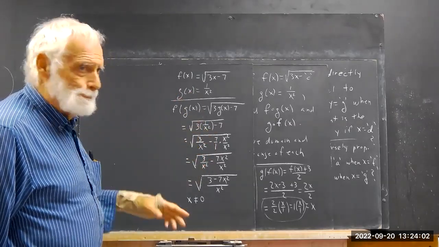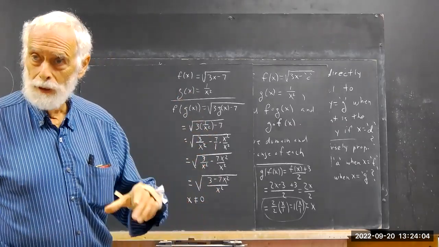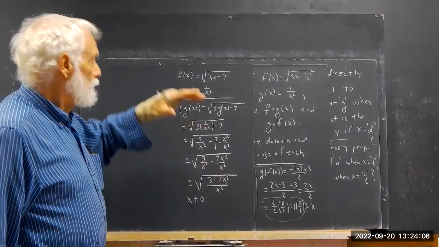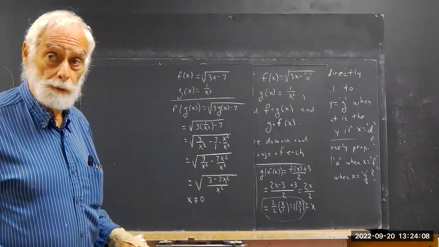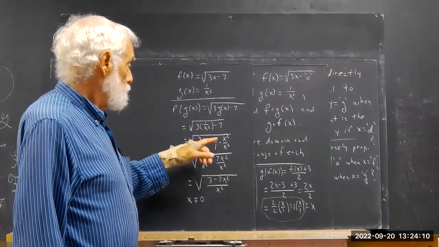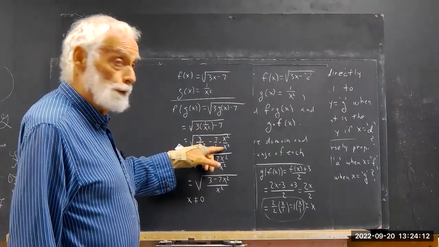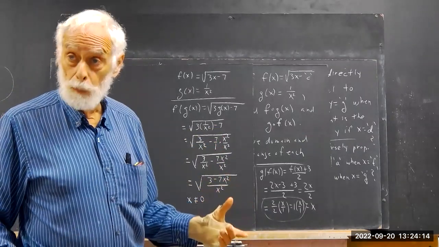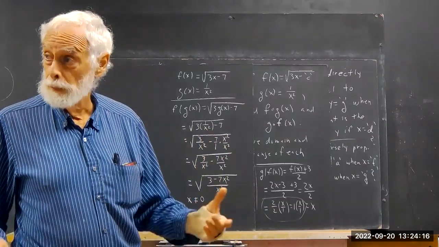We're going to want to add these. We're going to want to have a single expression, a single numerator and denominator under the square root sign. To get that, we multiply the 7 by x squared over x squared. Same as multiplying by 1, since x squared over x squared is just 1.